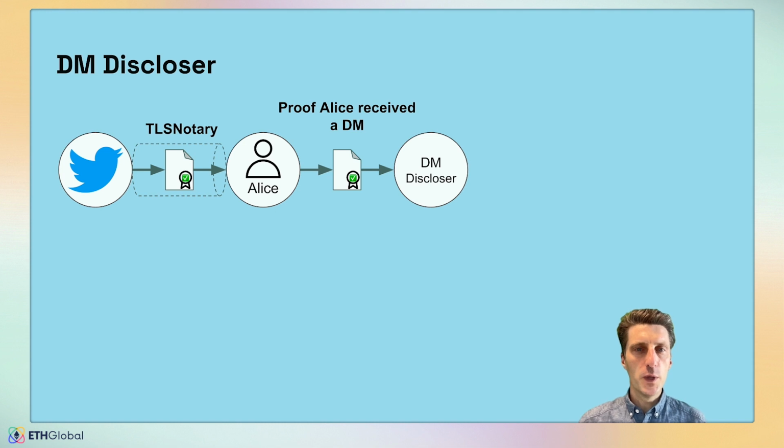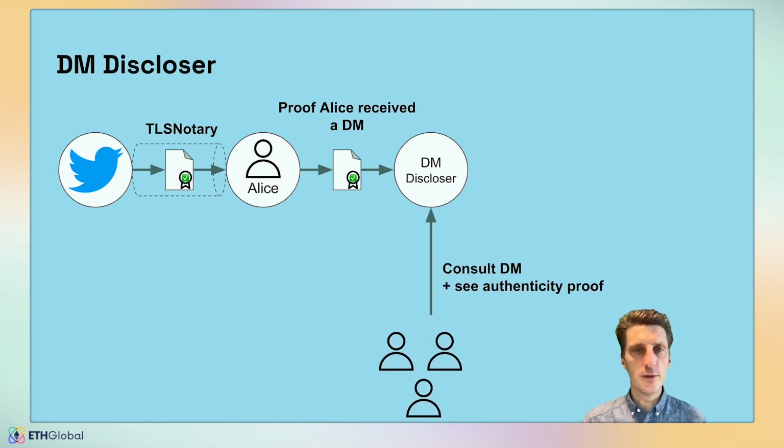A next example we nicknamed DM Discloser. This is a hypothetical web application that allows users to upload private messages. Topics could include, I received incriminating messages from the crypto villain of the day, or I received unwanted private part pictures, or anything else you would like to brag about or bring to light. TLSNotary proves the data is authentic.